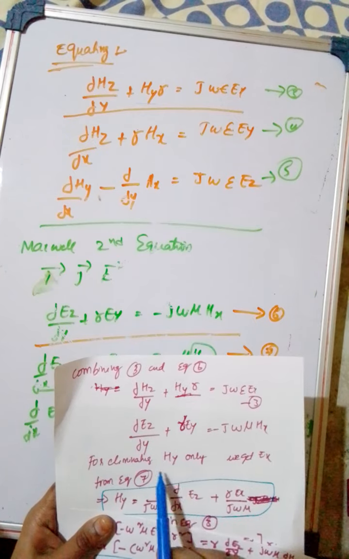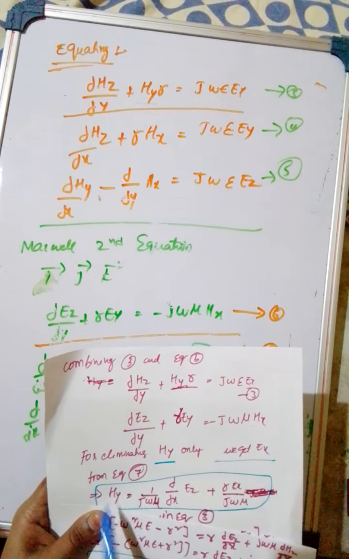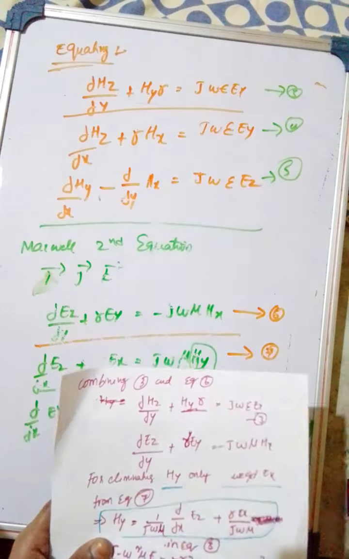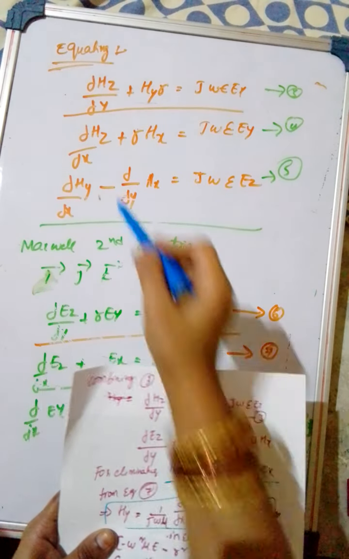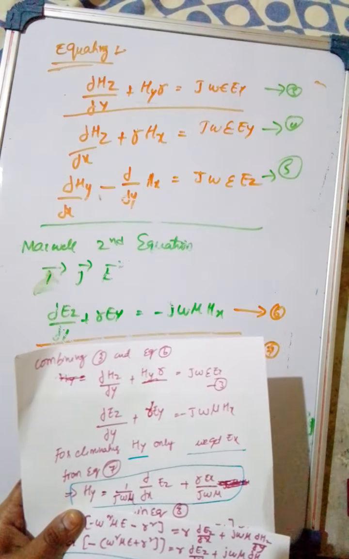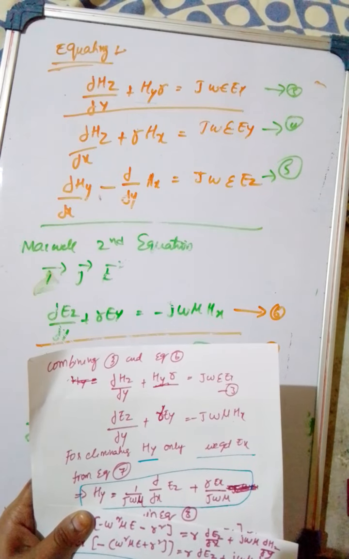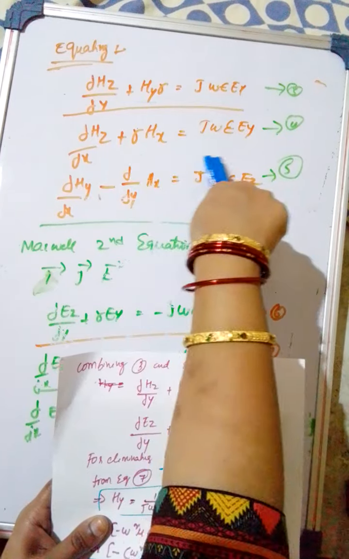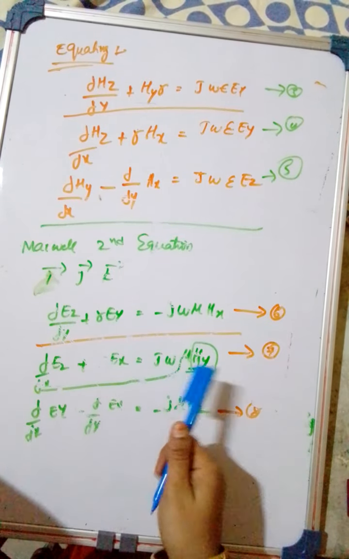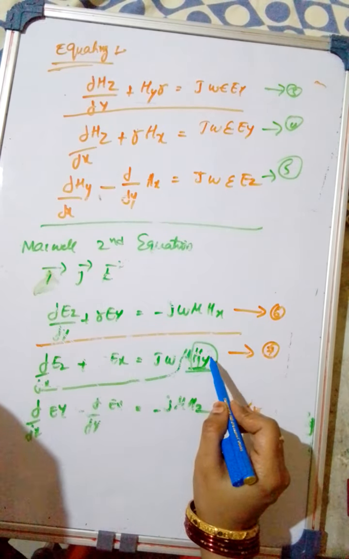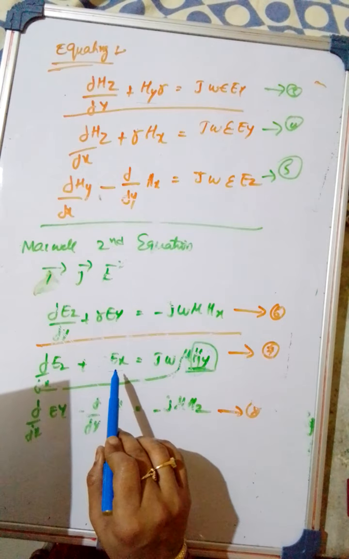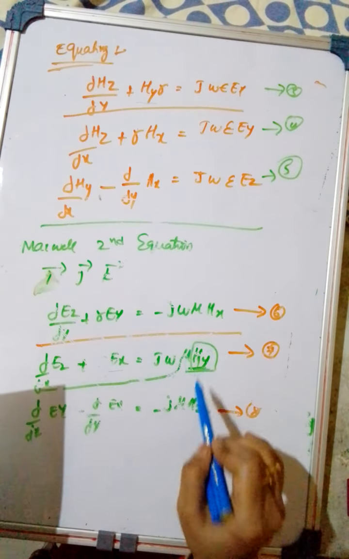Now we are eliminating Hy. Only we will get the Ex term from equation number 7. Now in this term we are placing only Hz, eliminating all the remaining terms. For finding this equation we are eliminating Hy, and we will get the Ex value from this equation. Now from this seventh equation we are eliminating this Hy value, sending all those terms, and we will get only the Ex value.